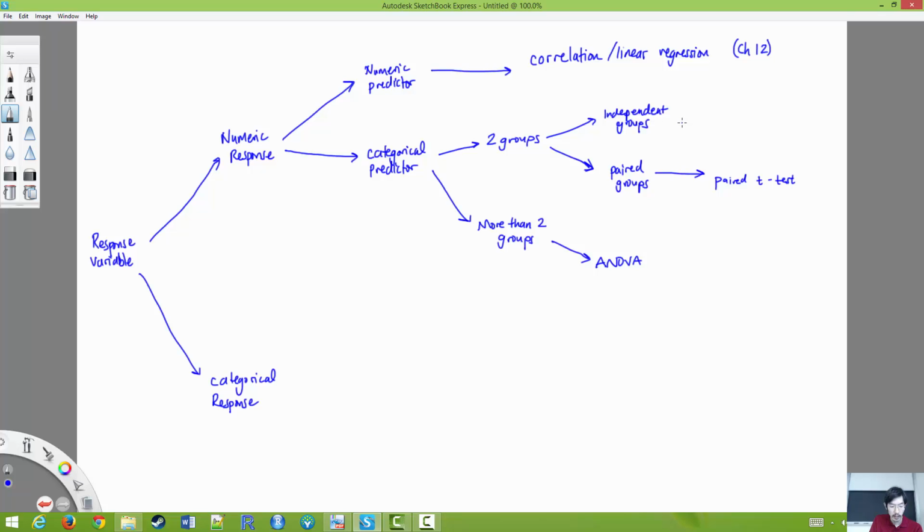Okay, and if we have independent groups, we have a couple methods here. One would be, if your data is normal or normal-ish, then you would just use the plain old t-test, or you could do confidence intervals for mu1 minus mu2. Let me just put a box around that.